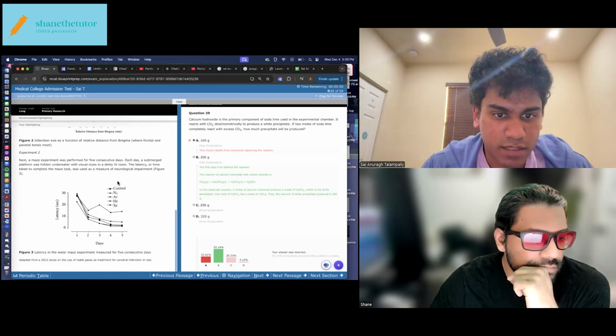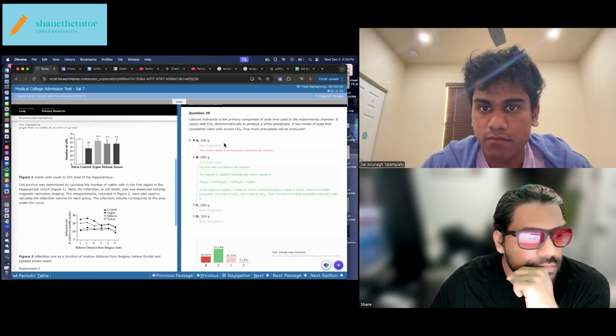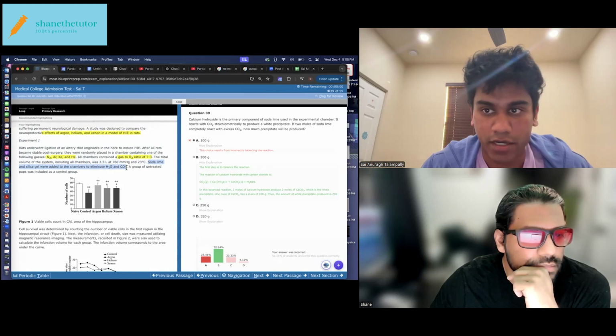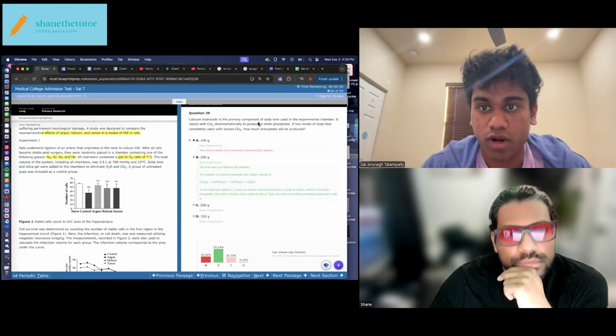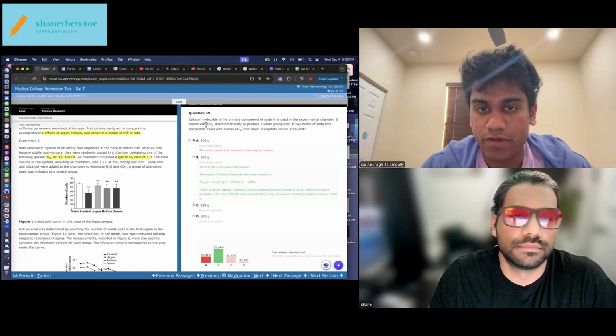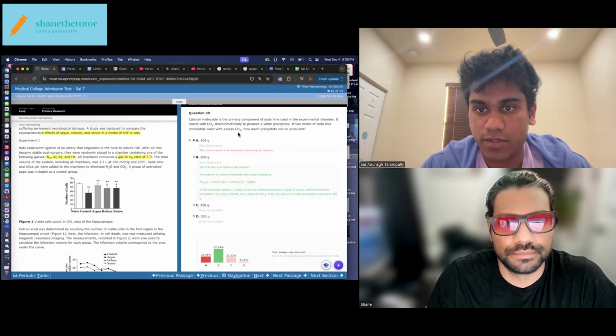As far as I can tell, not really. Let me see, hold up. Basically it says that soda lime and silica gel were added to the chambers to eliminate water and carbon dioxide. And then the question says calcium hydroxide is a primary component of soda lime used in the experimental chamber. It reacts with carbon dioxide stoichiometrically to produce a white precipitate. If 2 moles of soda lime completely react with excess carbon dioxide, how much precipitate will be produced?